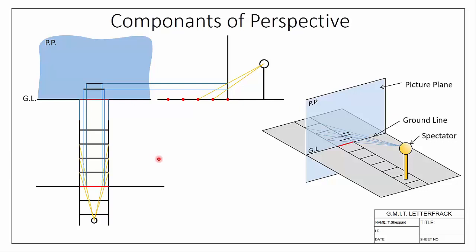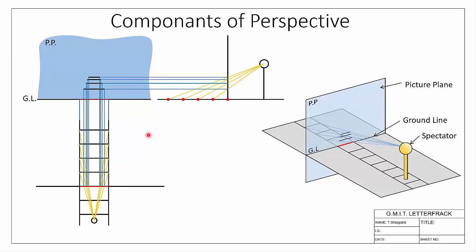So same with the third sleeper, same way here, again joining it up to our spectator in plan and elevation, and that's going to give us a reduced size. And this is the same thing for each one of the sleepers, so on and so forth, going off and off and off into the distance.